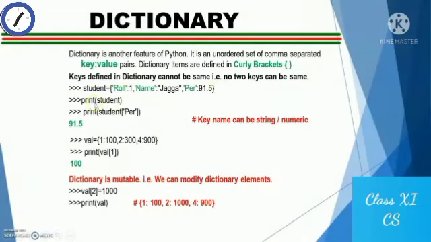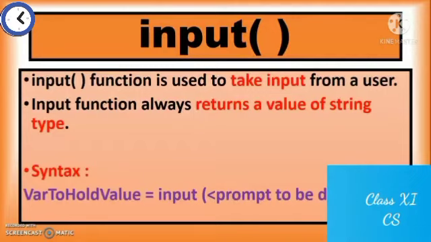In this example, we are using a dictionary and we are printing print student of per. So, the value for the key per will print, that is 91.5. Next is val, a dictionary, and we are printing print val of 1. So, it will print the corresponding value for the key 1. Here the corresponding value is 100. So, 100 will display.